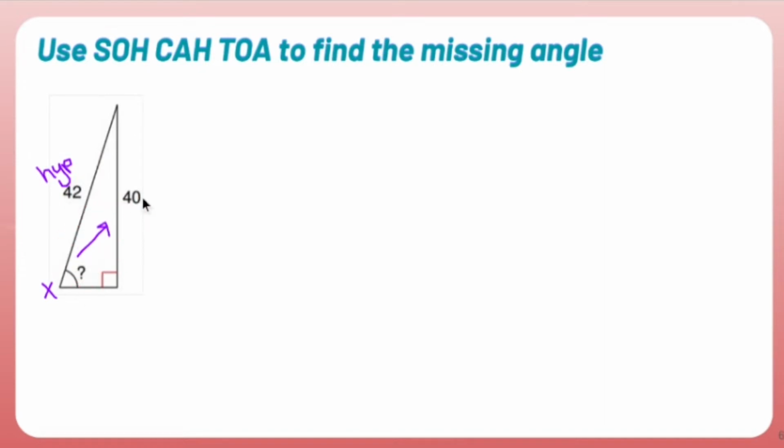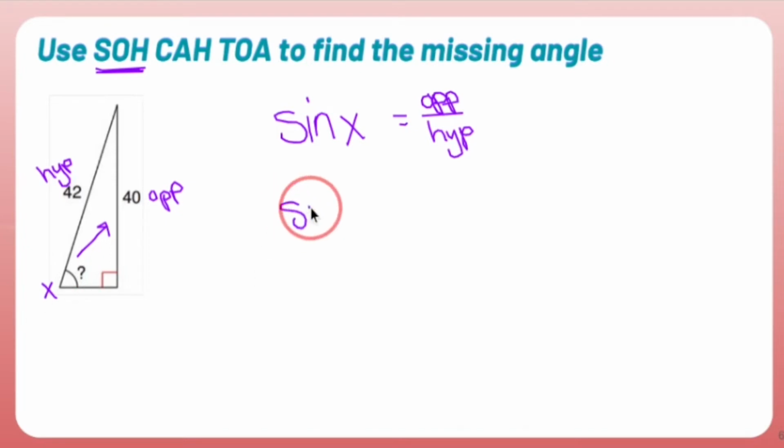40 compared to x is the opposite side. So I am going to choose the three of these that involve the hypotenuse and the opposite side, and it's SOH. So what I do whenever I'm using SOH is I get a needle and thread. I say sine of my angle, which I called x, is going to equal the opposite side over the hypotenuse. Okay, so I don't know x. So sine x equals the opposite side, which is 40 over the hypotenuse, which is 42.